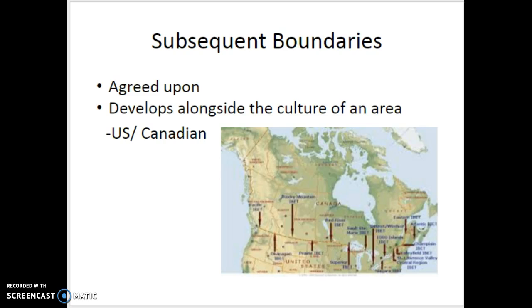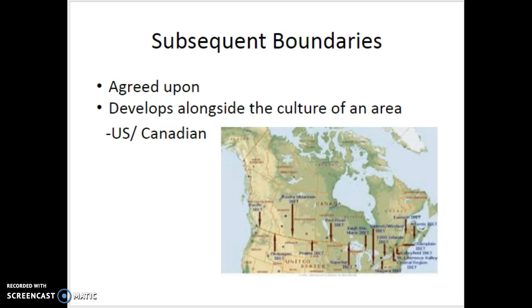Second category would be subsequent boundaries, and these develop along with the development of the cultural landscape. So in this case, it's a boundary that's agreed upon. The image on the screen, of course, would be the U.S. and Canadian border, which is along the 49th parallel, which basically divides people. People that want to be Canadian would go towards the north of the border. The United States, of course, is south of the border. Another good example of subsequent boundaries is the border between Northern Ireland and Ireland.